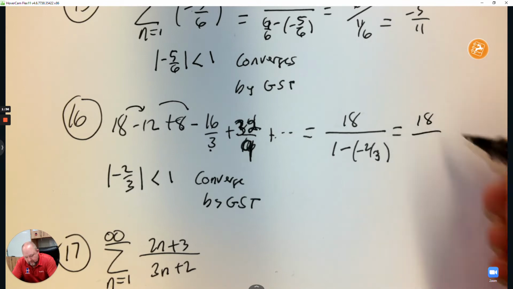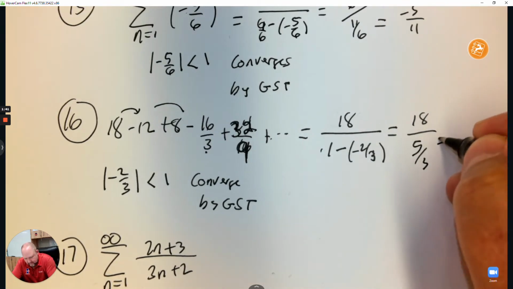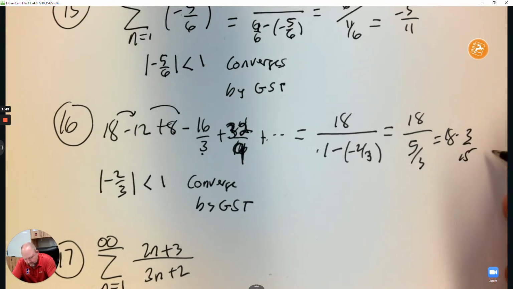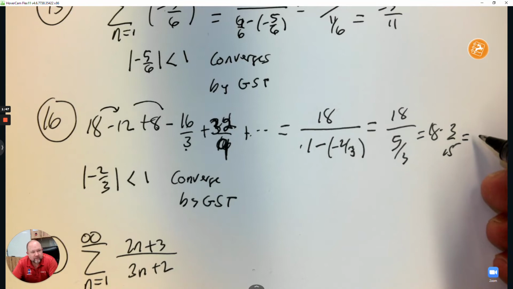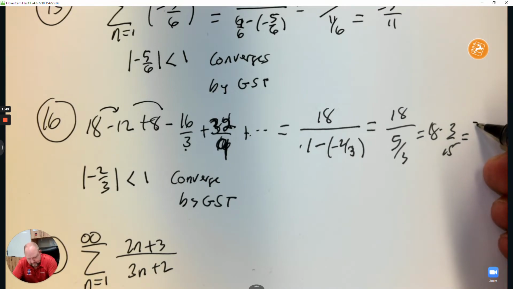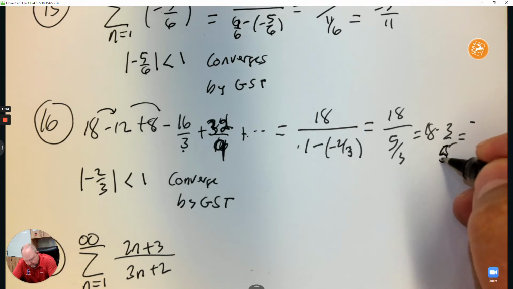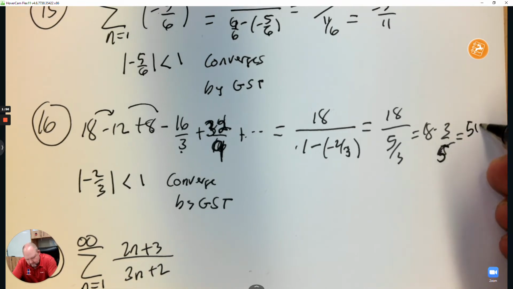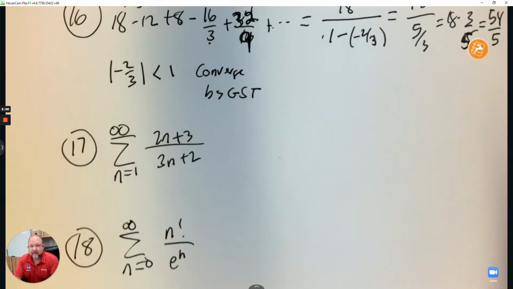Common denominators, so 3/3, so 3 plus 2, and then multiply times the reciprocal, and you have your answer. What is that? 30, 24, 54/15. Sorry, 3/5. There it is. I get 54/5. Number 17.